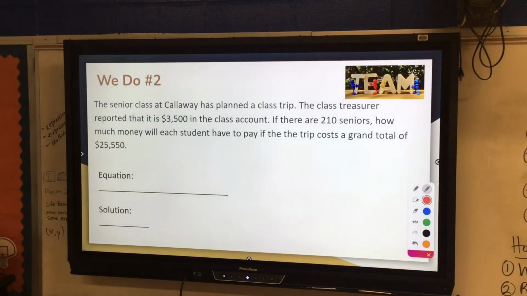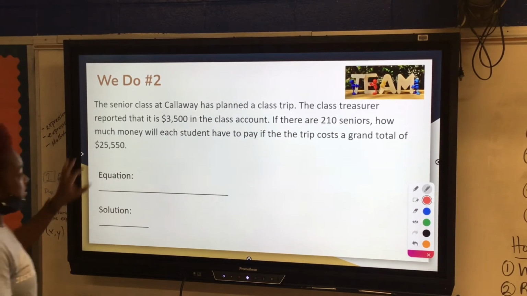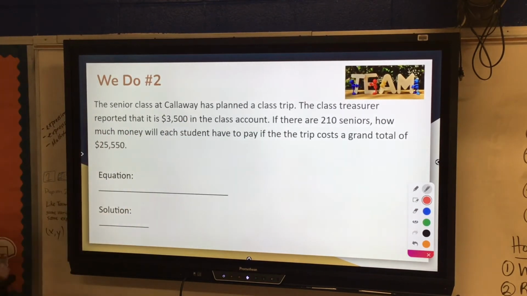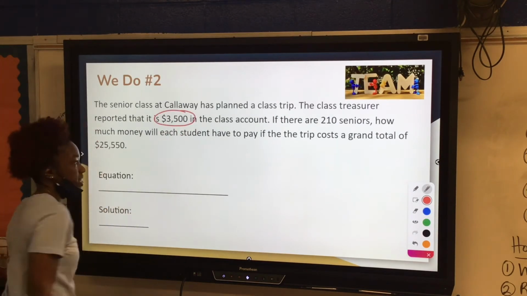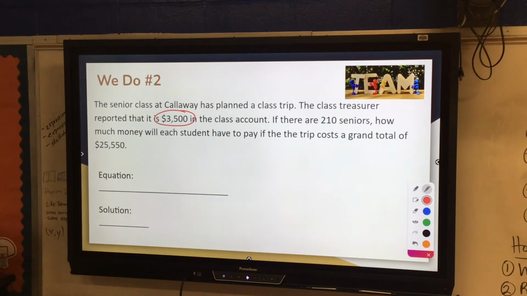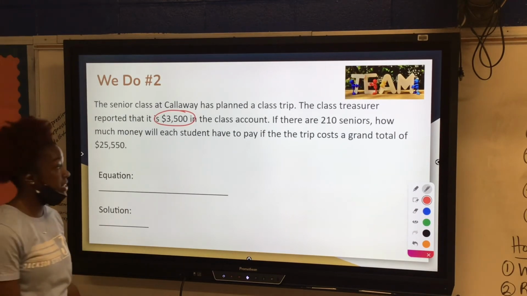The senior class at Callaway has planned a class trip. The class treasurer reported that there is $3,500 in the class account. If there are 210 seniors, how much money will each student have to pay if the trip costs a grand total of $25,550? So let's make it make sense. The senior class at Callaway is planning a trip. The treasurer reported that this much is in the account. Is that going to be positive or negative? Positive, because that's how much money is in the account.